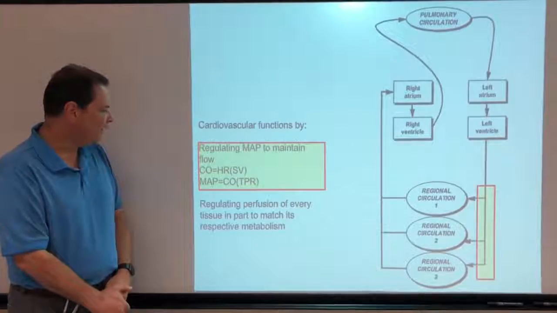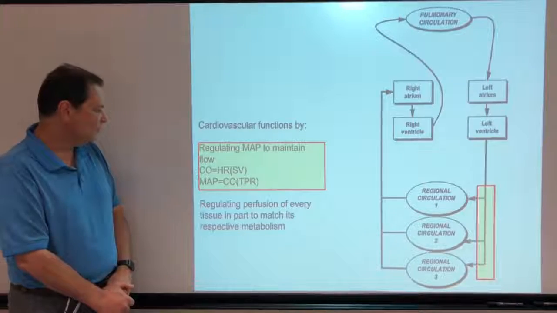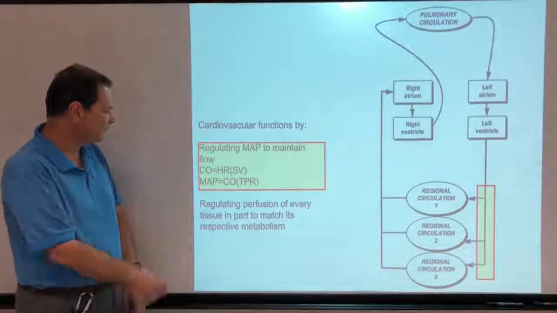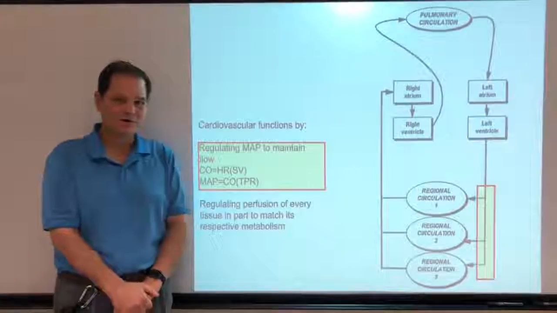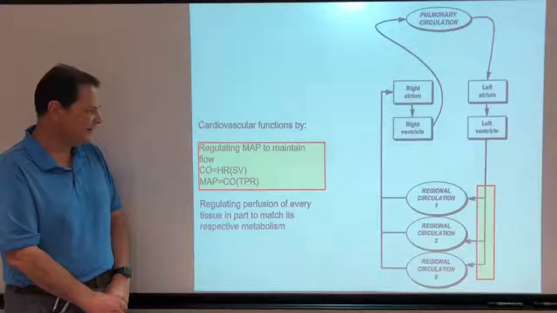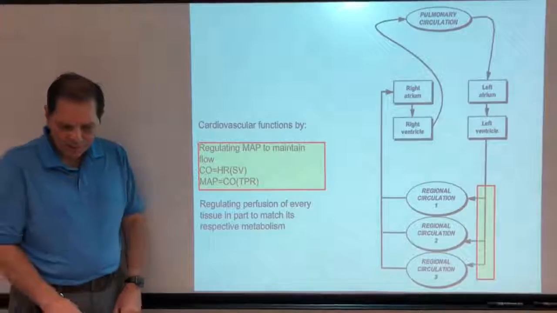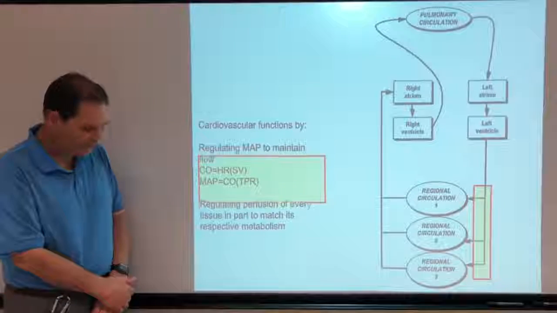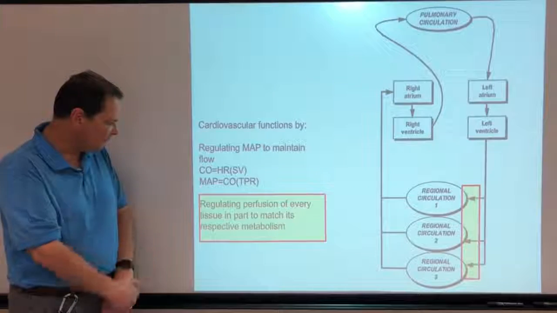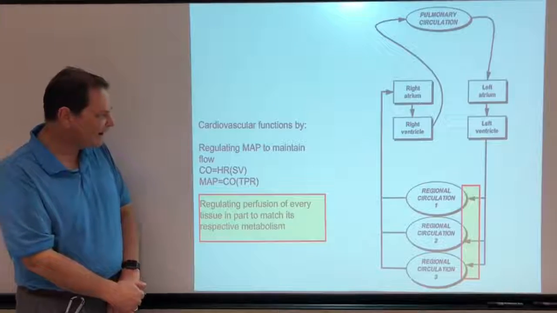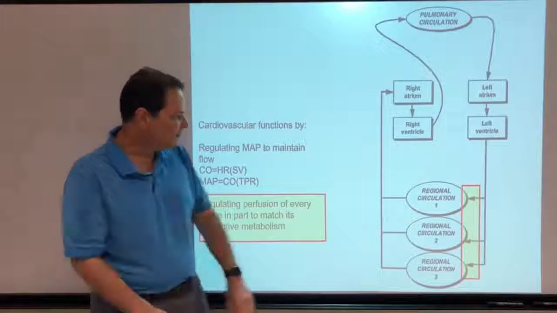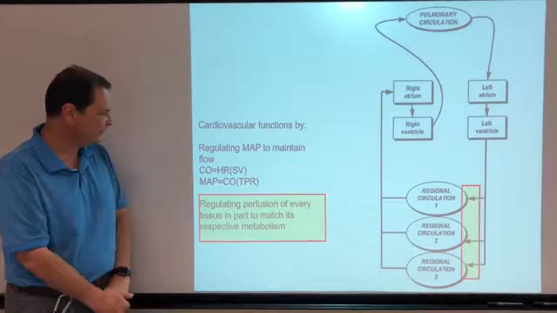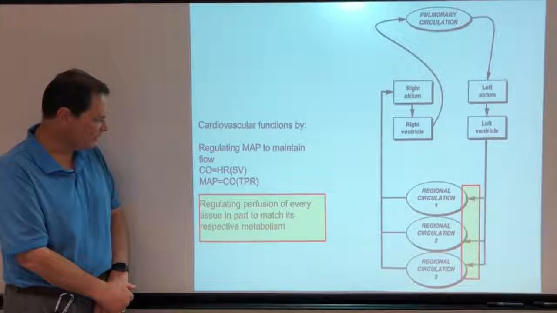And so what you will do, of course, is you will change heart rate and stroke volume and total peripheral resistance in order to keep mean arterial pressure as close to constant as possible. And you do that, of course, in part by regulating the output from the heart, and we've talked about that. But you also do it by regulating the resistance of flow to the beds. And so the total peripheral resistance is altered to keep that mean arterial pressure high.